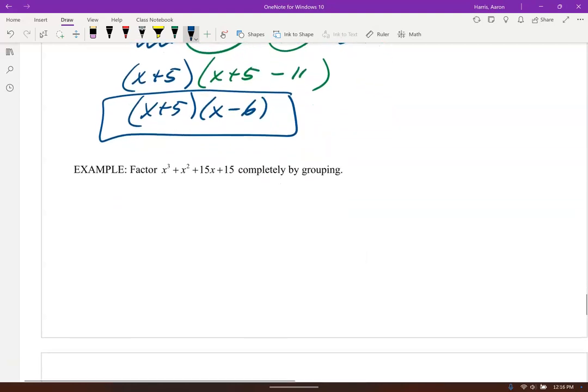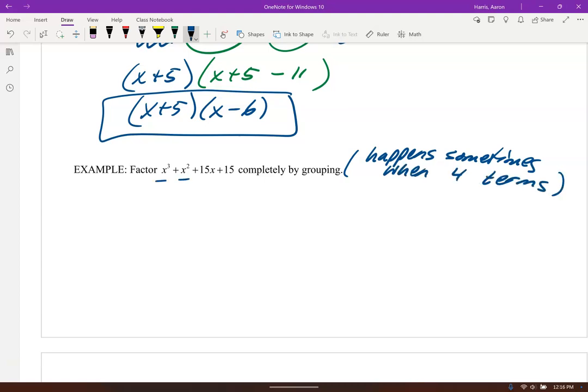Well, that leads us to what's called factoring by grouping. So what you do when you're factoring by grouping is, this happens sometimes when you have 4 terms. So notice I have 1, 2, 3, 4 terms, right? I have 4 terms here.